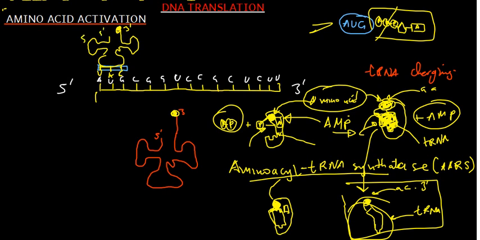Now the way I've drawn it in this case, this is the 3 end and this can't be the 3 end, so instead of the tRNA being like this, this will be the longer side, the 3 end, and this will be the shorter side, the 5 end, because they're supposed to be in the opposite direction. If they're in the same direction, that can't happen. Alright, so that is it.